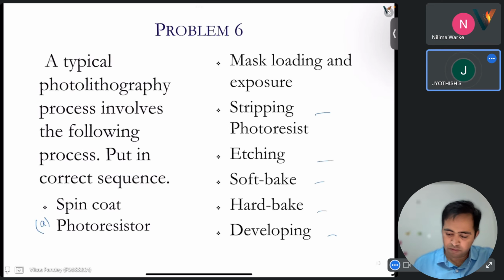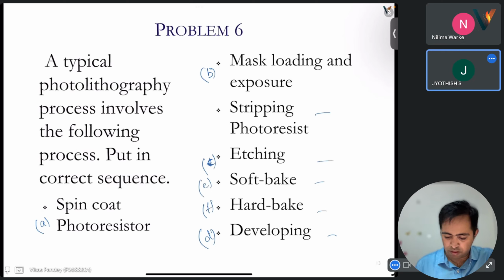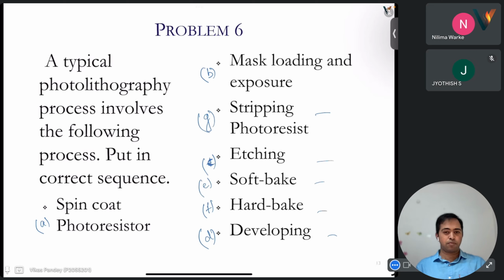Mask loading, then etching. After that, developing, soft bake, then hard bake, and lastly stripping photoresist. Okay, very much correct. There is a small correction, other things are correct.